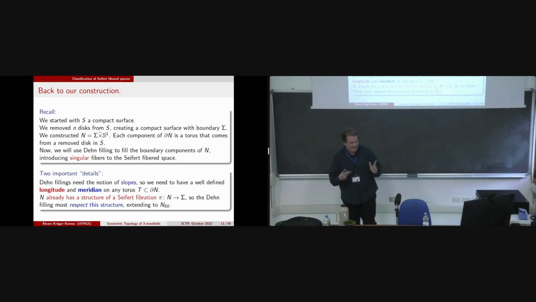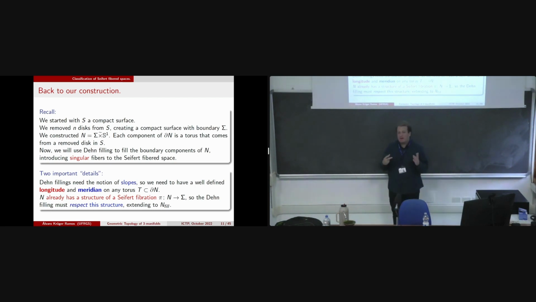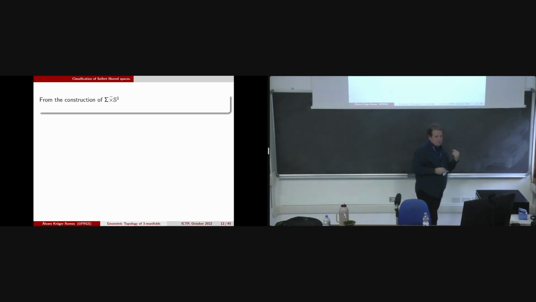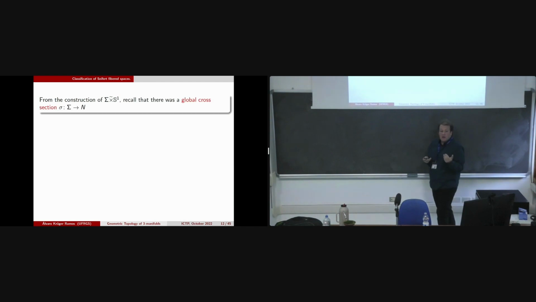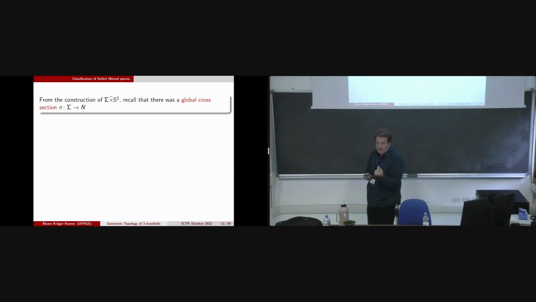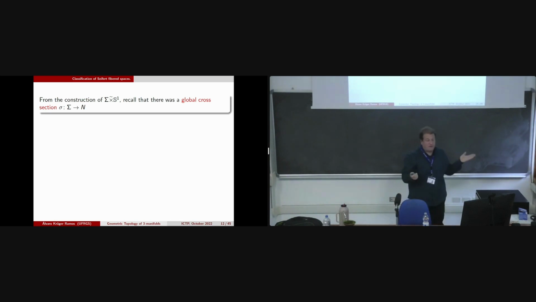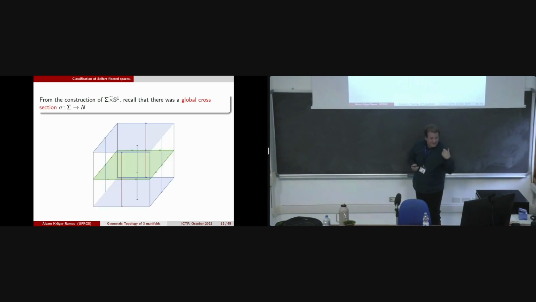So we want the next structure, when we do Dehn filling, to be compatible, to extend towards this solid torus here that I am adding. So from the construction that we have, we know that there is a global cross section. What is a global cross section? It is the green thing, the copy of sigma in the middle. You have a copy of sigma that each fiber goes exactly one time through. You actually have two, right? But in particular, you have one. And yeah, that's the picture.